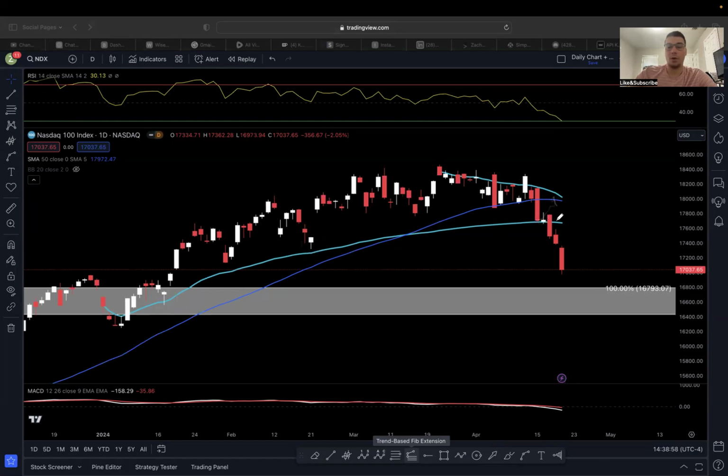And what do we see? Well, we now see that the year-to-date anchored VWAP is curling down, right? It's flat at the moment, but it is starting to curl down. We see our 50-day simple moving average starting to curl down. And we also see the anchored VWAP to the all-time highs also curling down here.